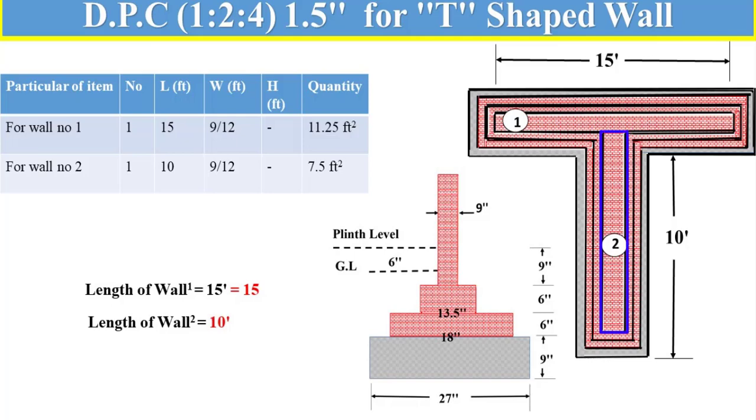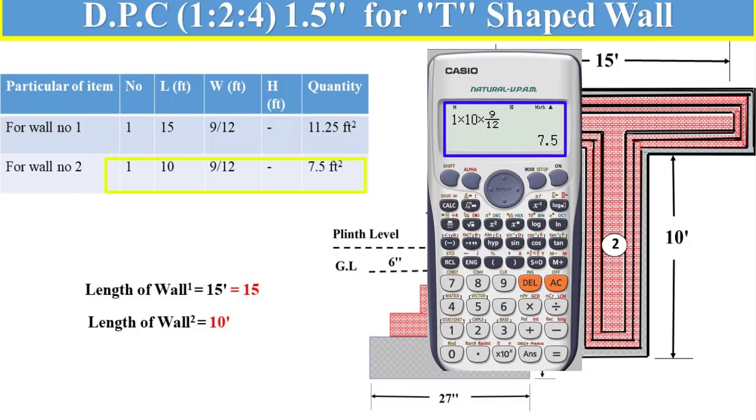For the quantity of damp proof course DPC at plinth level for wall number 2, the length for DPC for wall number 2 is 10 feet. The width for DPC is 9 inches. So the total quantity for DPC for wall number 2 is 10 multiply 9 divided by 12, that is equal to 7.5 square feet.